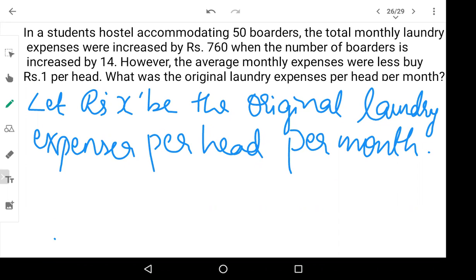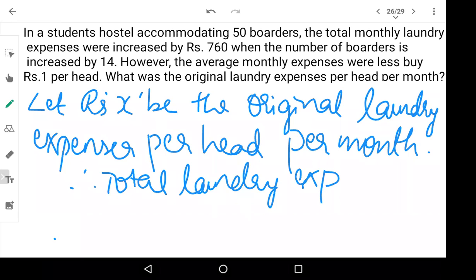Then, therefore, total laundry expenses is equal to... How many people are there in the first scenario? We have 50 people here. So for 50 people, if each of them is paying X rupees, then we will be paying 50X amount to the laundry person. Totally 50 people are there and they are paying X rupees. So we are going to pay the laundry person 50X rupees.